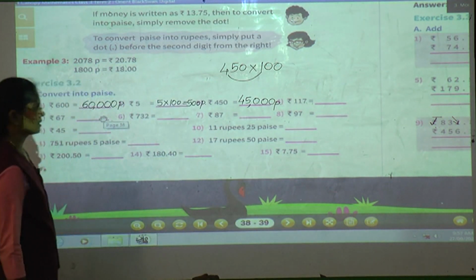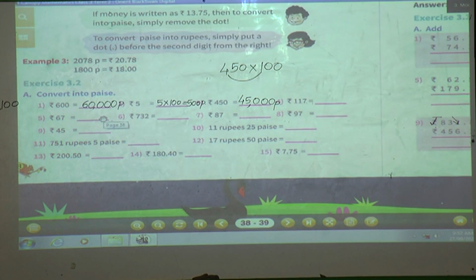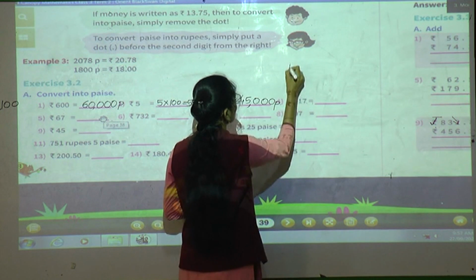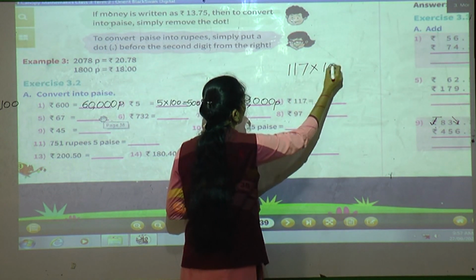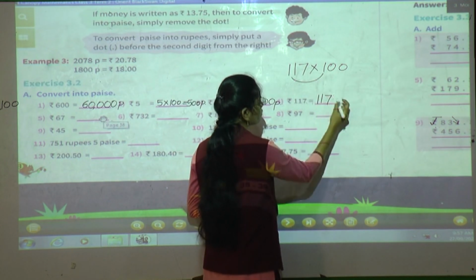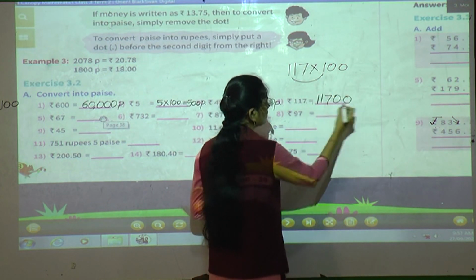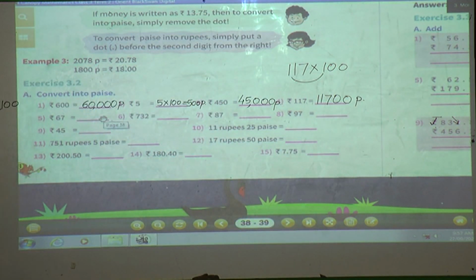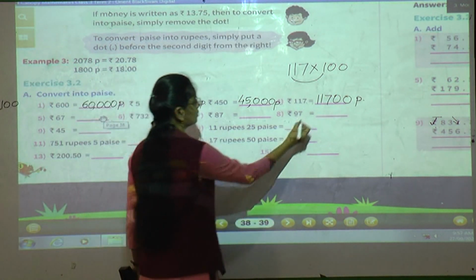Okay. Next, rupees 117. What will you do? You will multiply it by 100 only. So 117 into 100, just multiply by 117. So give 2 zeros. Then you have to write the symbol for paise. So rupees 117 is equal to 11,700 paise.